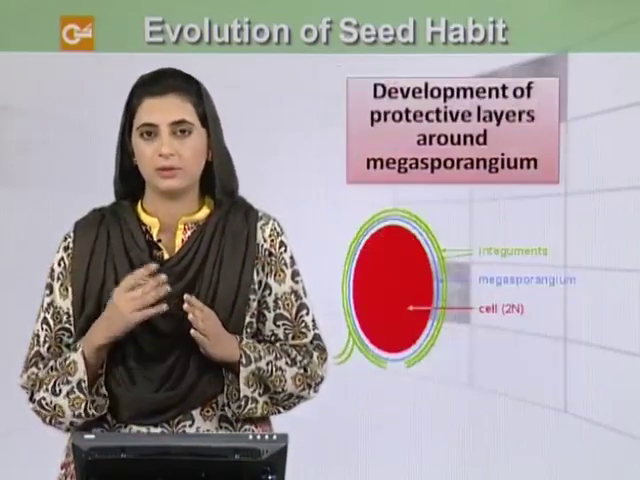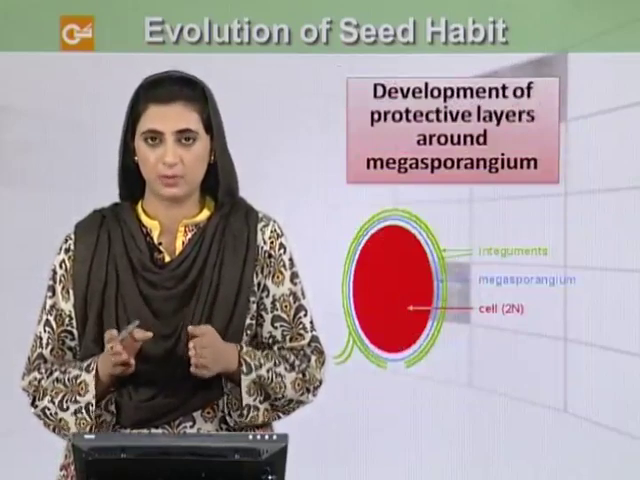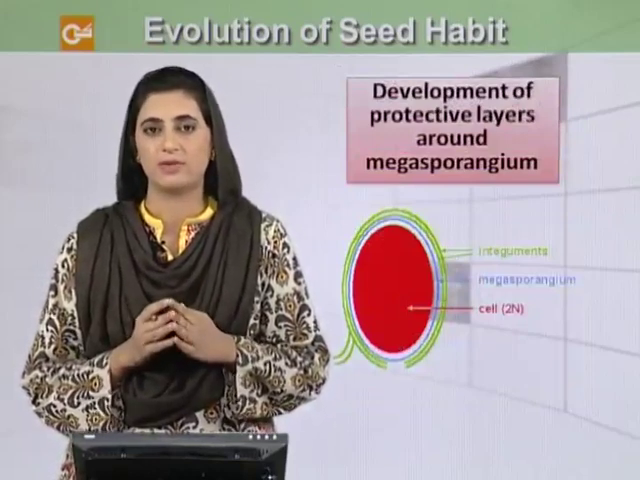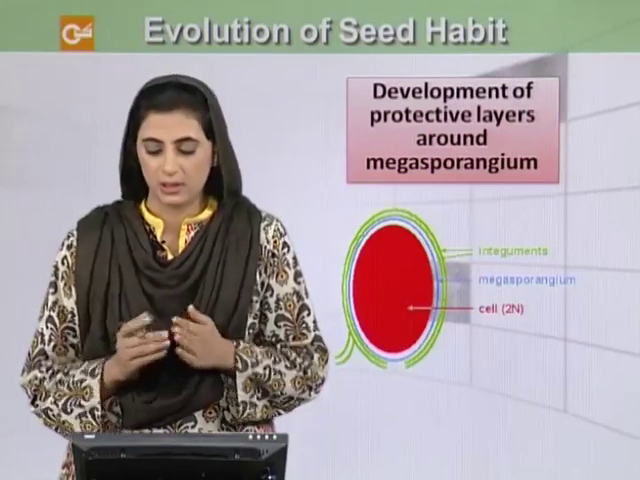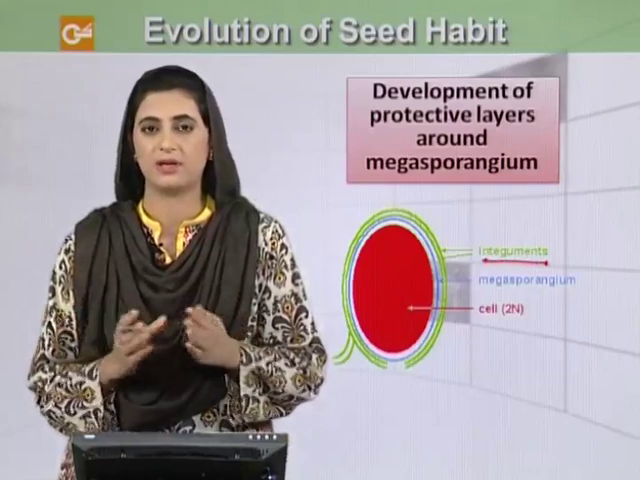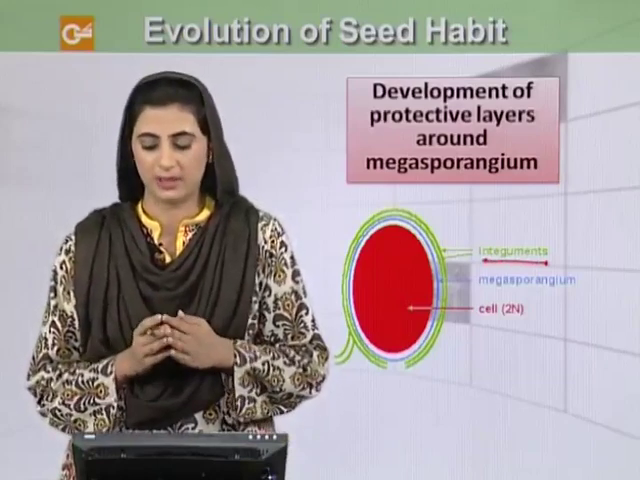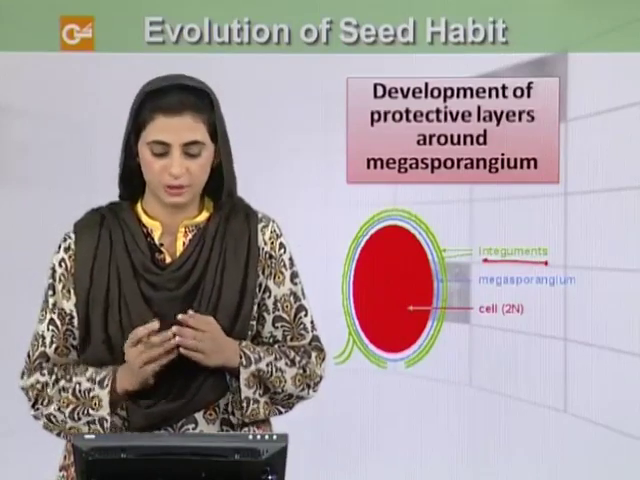And then during the course of evolution there was development of a protective layer around megasporangium, and these protective layers were called integument. Obviously this integument or protective layer provided protection to the developing megaspore or megasporangium.